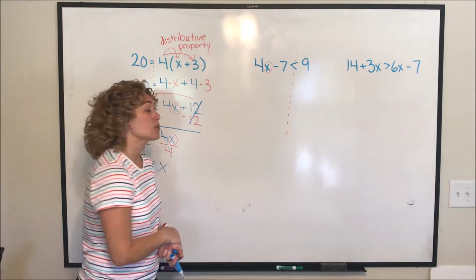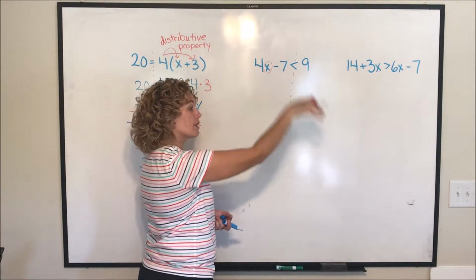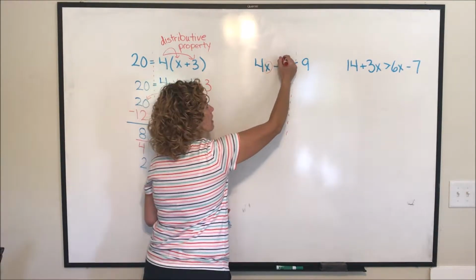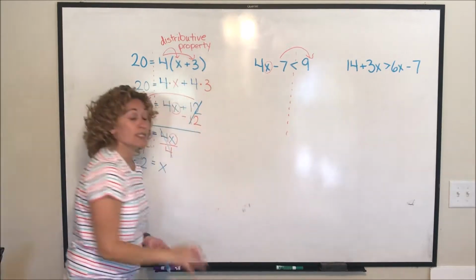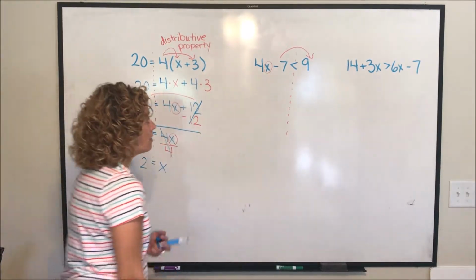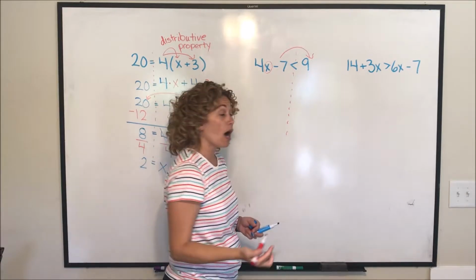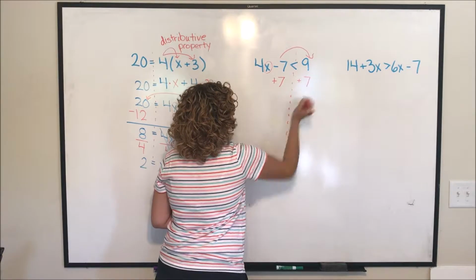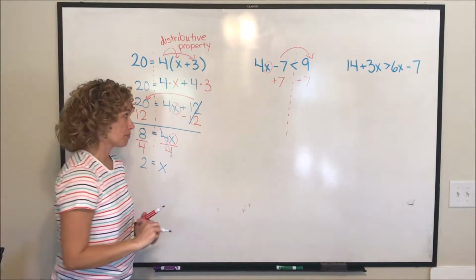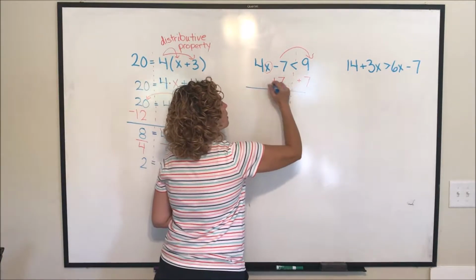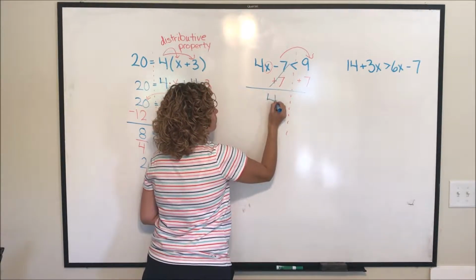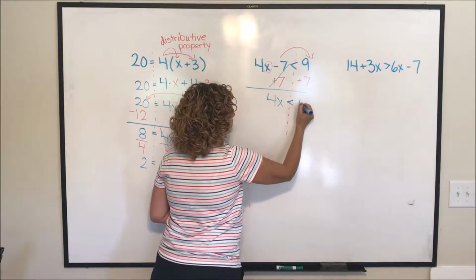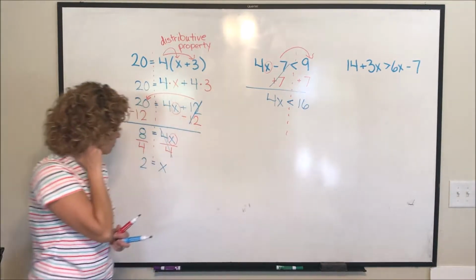Okay. Since we're solving for x, we need to get everything else to the other side. Send everybody home. So we're going to take the -7 and send it home. We're going to send those aunts and uncles home. This is a -7. We are going to do the opposite, which is +7 to both sides. When you do that, the 7's cancel out and you're left with 4x is less than 9 plus 7, which is 16.